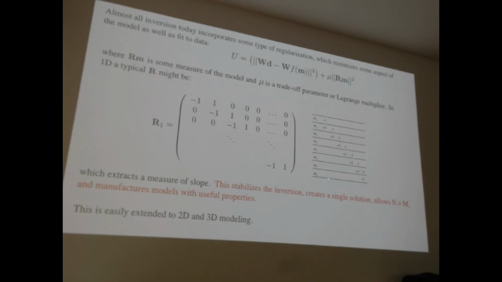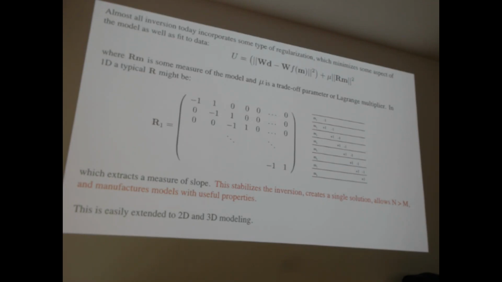And so this is a one-dimensional model vector. A matrix R might look like this, where it's taking the difference between every two layers, 1, minus 1. So it's basically measuring a sort of first difference approximation to the first derivative of the model. It measures the slope of the model. If you minimize this thing up here, you both minimize your misfit to the data, but you're also minimizing the cumulative first derivative of the model, sort of extracting a slope to the model.